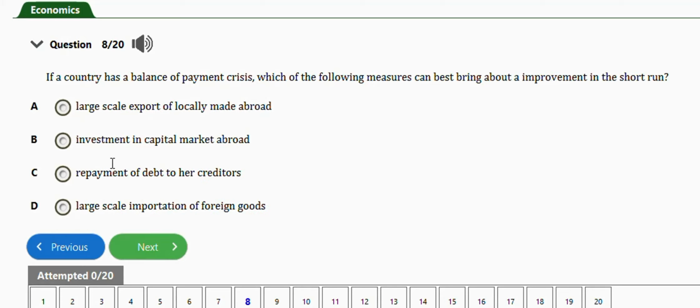The next question says if a country has a balance of payment crisis, which of the following measures can best bring about improvement in the short run? Large scale export of locally made goods abroad, investment in capital market abroad, repayment of debt to her creditors, or large scale importation of foreign goods. The right answer is option A, large scale export of locally made goods abroad.